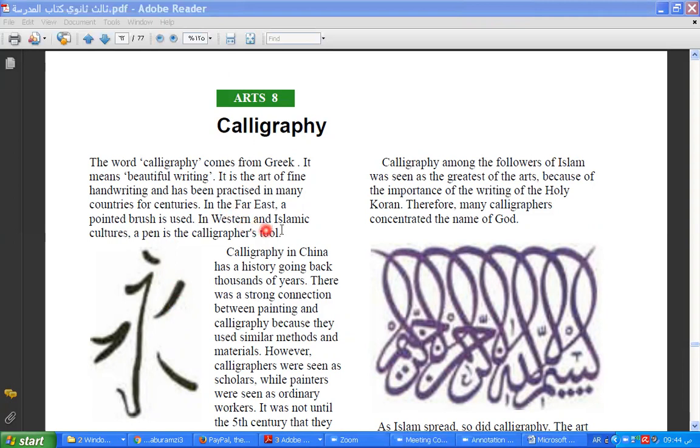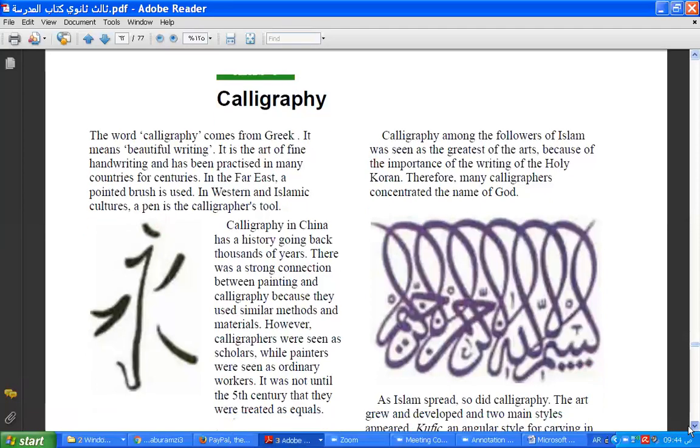But in Western and Islamic cultures they use a pen, you know, خط النص, خط الرقعة. People who are drafting or writing the المصحف الشريف also use special kinds of pens. Yeah, like this. So this was an introduction about calligraphy in general.